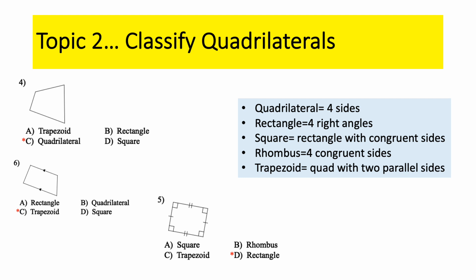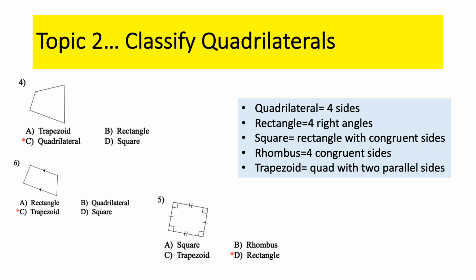So let's see what we got here. Number 4, well, there's no tick marks, no triangles, just four sides. That's quadrilateral. Notice all of these are quadrilaterals, by the way. Number 6 there, I got two triangles. That means that those two sides are parallel. The only shape that we have with just two parallel sides is a trapezoid.